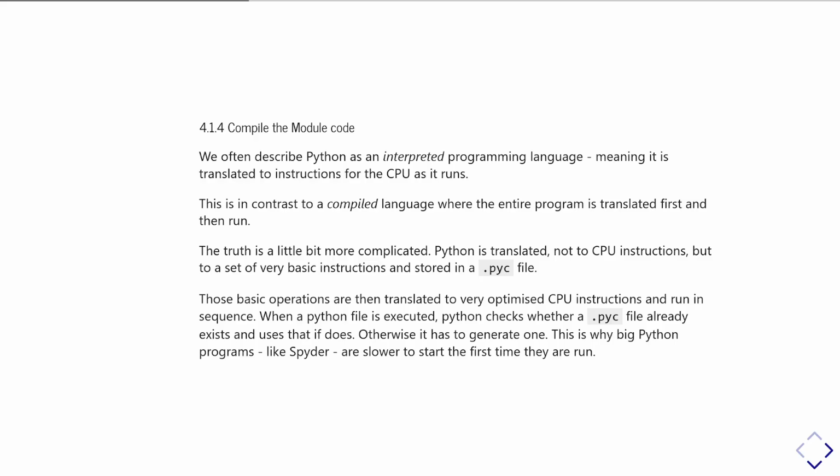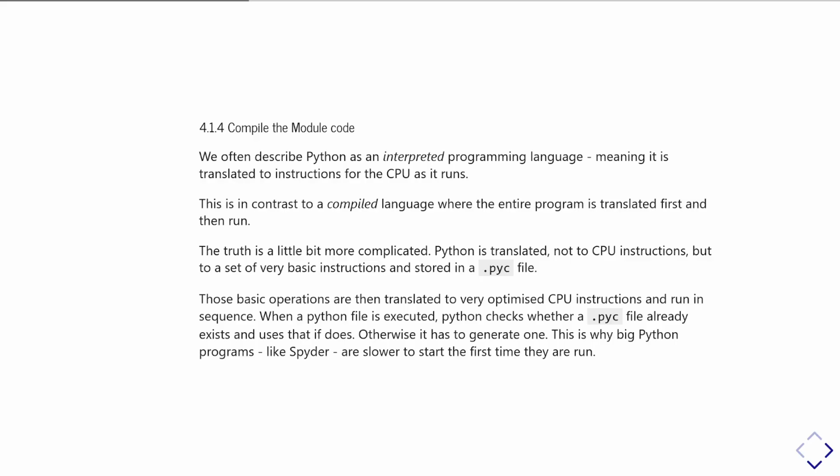So if you look on your computer's hard disk where your Python is installed, you'll probably find a whole bunch of .pyc files. Those are Python's bytecode files, where it has broken the Python script, the text you write, into intermediary basic instructions. Those basic instructions are then translated into very well optimized CPU machine code instructions and run in a sequence.